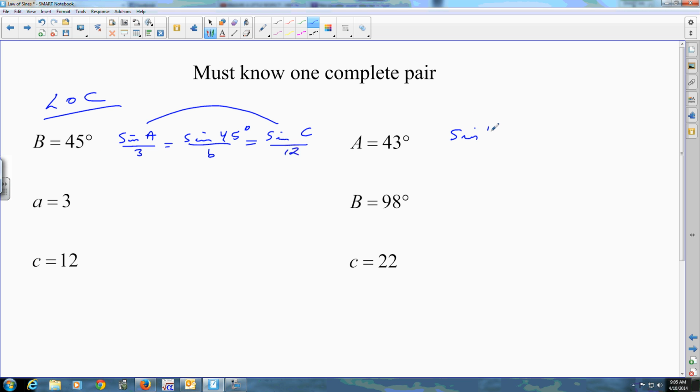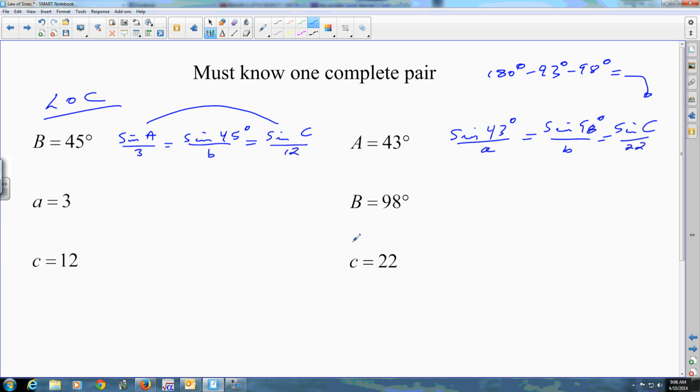Initially, when you set this one up, you might think you don't have a complete pair, but I need to make sure you guys remember what to do. 98 over little b is equal to sine C over 22. If you notice that you have two angles, you can subtract them off of 180: 180 minus 43, minus 98 will give you angle C. So you actually do have a pairing. When you first look at this, you go, I don't know an angle and a side. And you might say, I can't do it. But remember, you can find angle C, so you know an angle and a side.